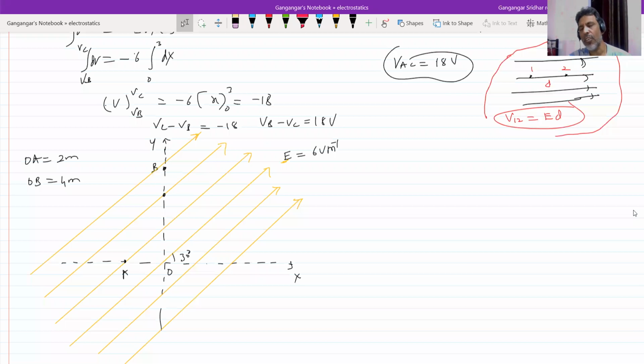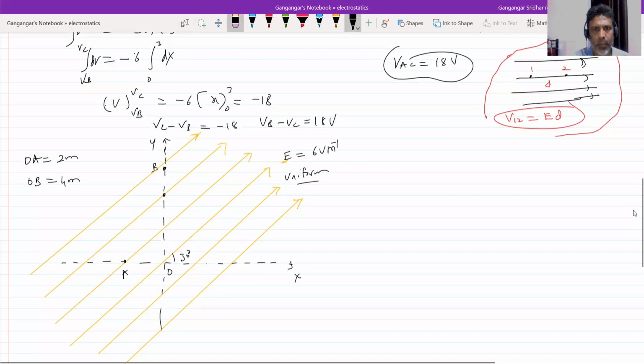When the field is uniform, what is the potential difference between 2 points in a uniform field? Electric field strength into the distance measured in the direction of field. Look at the D I'm measuring in the direction of E bar. I want potential difference VAO, so you can't just write E into AO. Sir, uniform field, but the distance should be measured along the field, so that the value of D has to be calculated. The field is uniform.